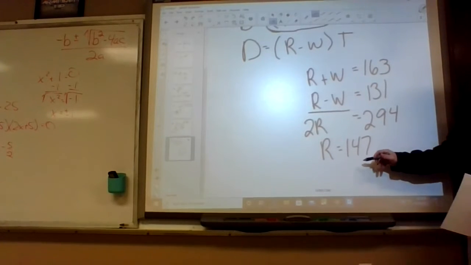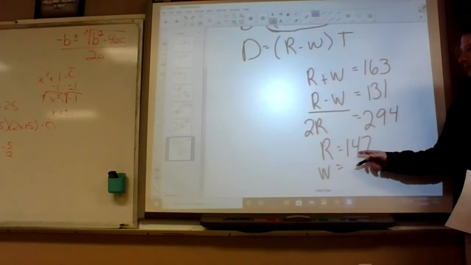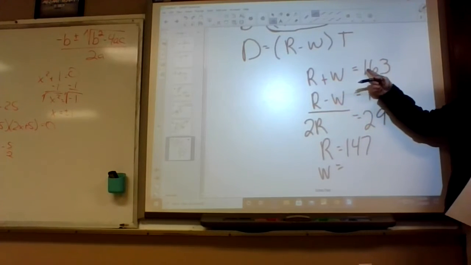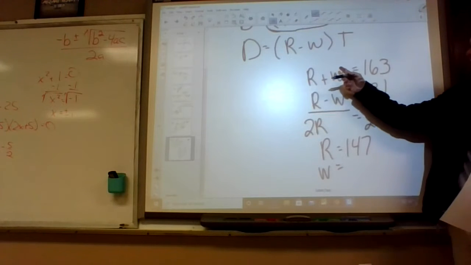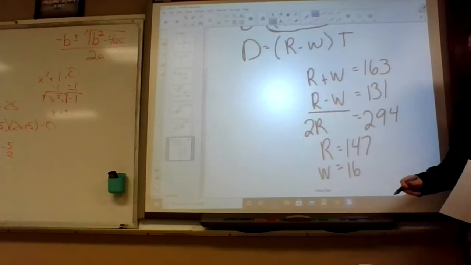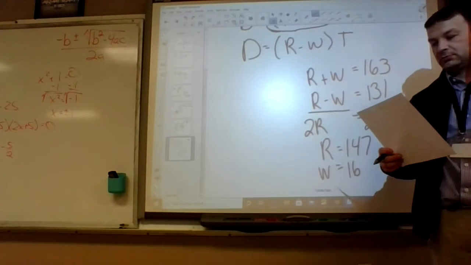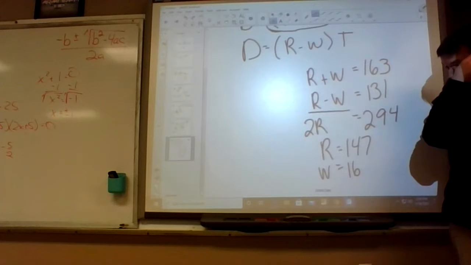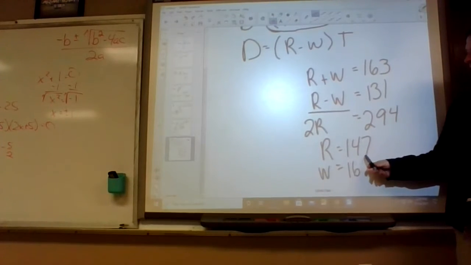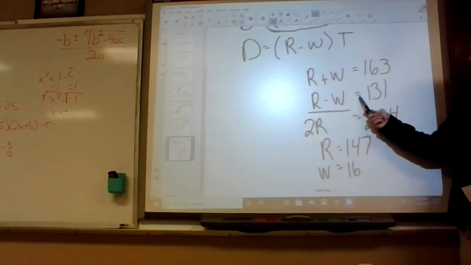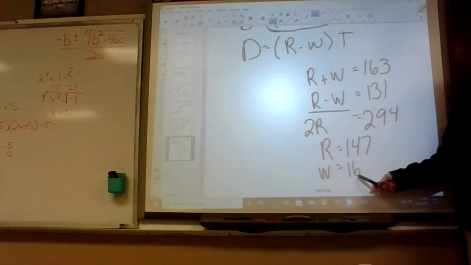So, how about the wind speed, though? That would be the W. Okay. 147 plus wind equals 163. So basically, 163 minus 147 is 16. Wouldn't it though on the bottom one be negative 16? Negative wouldn't make sense on these problems. No, it would not be negative 16. Now on this one it's 147 minus what equals 131. Still 16.